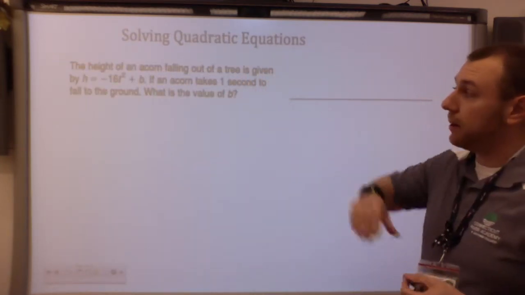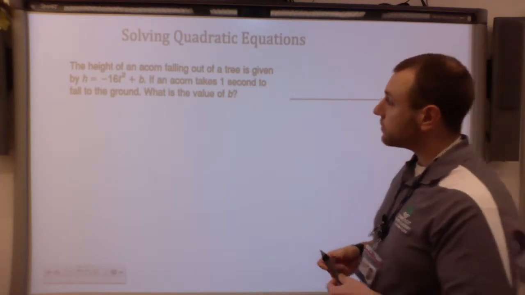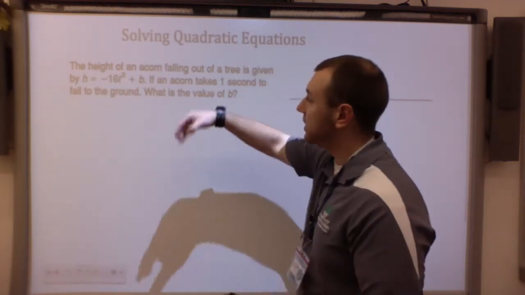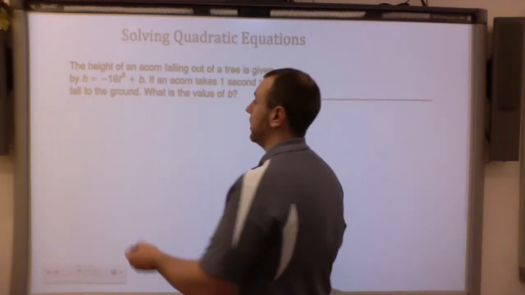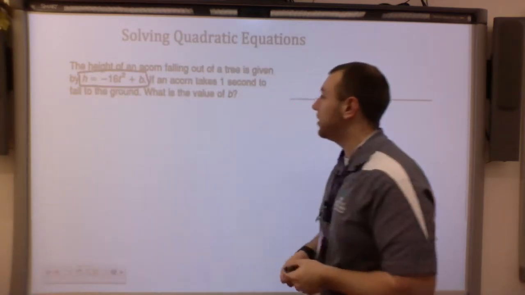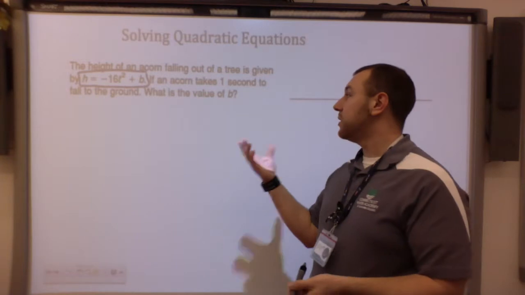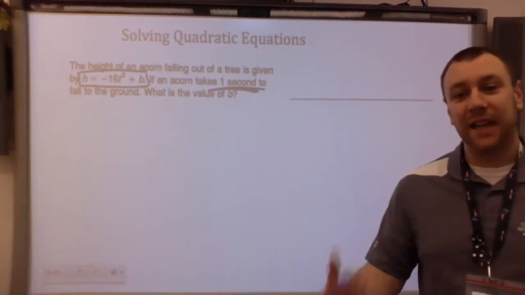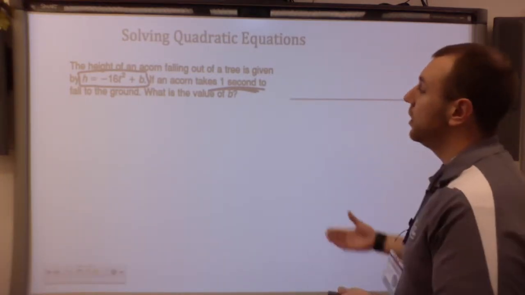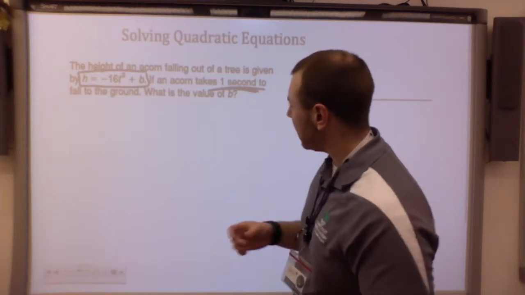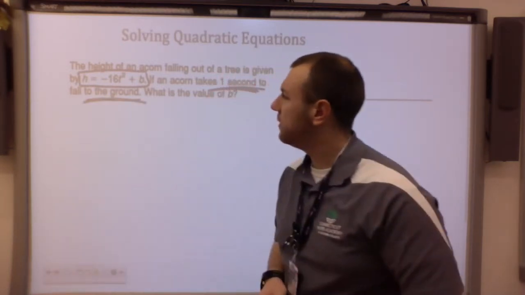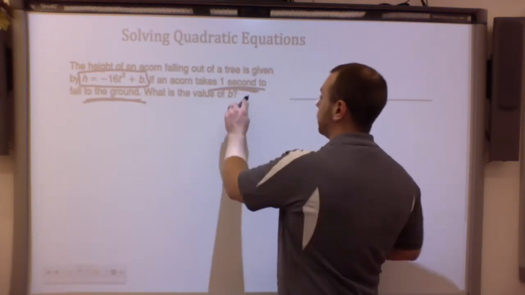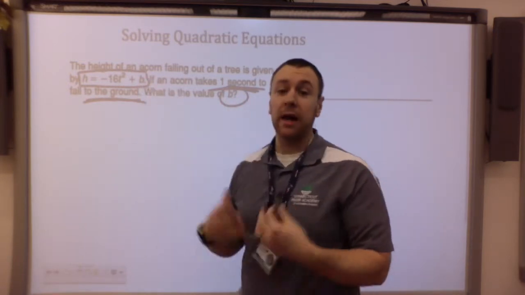I want to talk about word problems too, because a lot of people skip them. Again, the height of an acorn falling out of a tree is given by h equals -16 t squared plus b. The very important thing about this is the equation. If an acorn takes 1 second to fall to the ground, what is the value of b? Well, that 1 second represents time, which is t. So I'm going to plug it in. And it says fall to the ground. Fall to the ground means that my h is 0. And it's asking for what is the value of b.